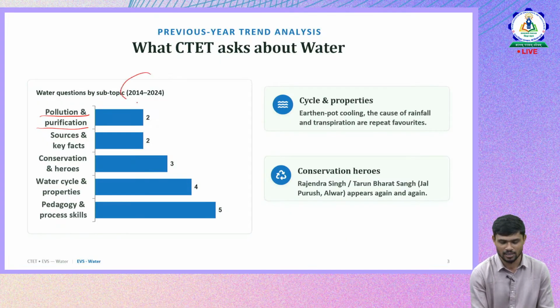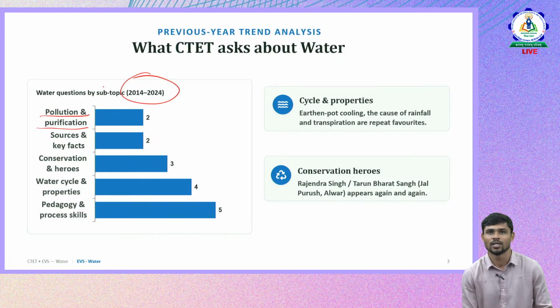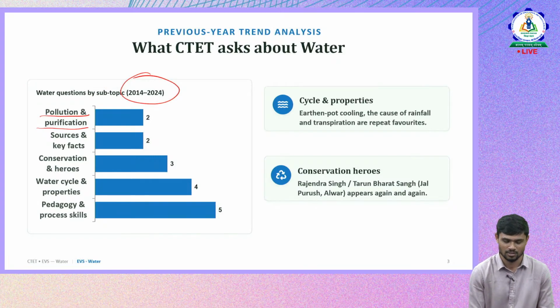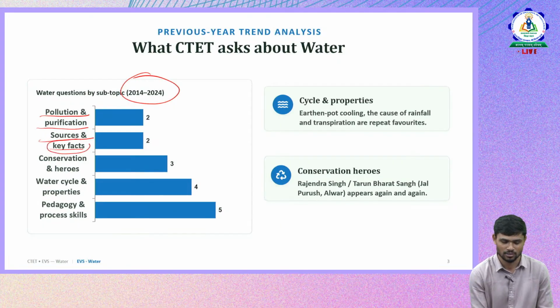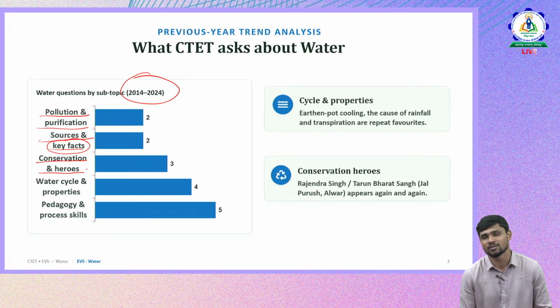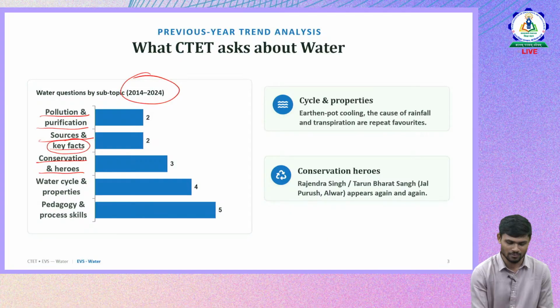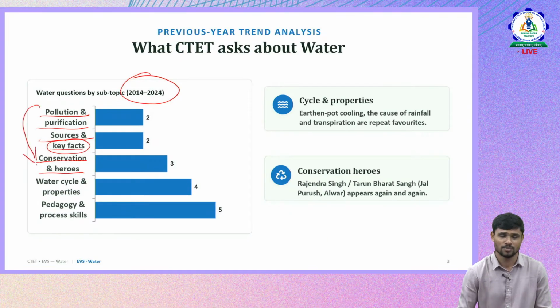So this is the trend analysis of previous year questions from 2014 to 2024. Then the sources of water and the key facts related to water, it can be the chemical nature, the properties of water, the sources of water and all. Then they also asked about the conservation practices that existed before, the modern conservation techniques and practices, and the way technology is also used with respect to conservation and pollution.